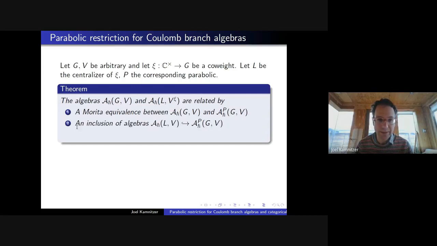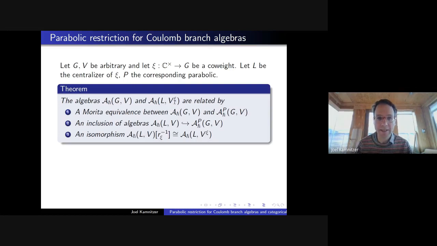Okay. Second point is that there's an inclusion of algebras between the algebra associated with this L and V and this parabolic guy. And the third point is that this algebra associated to L and VC is just a localization of the algebra associated to L and V.